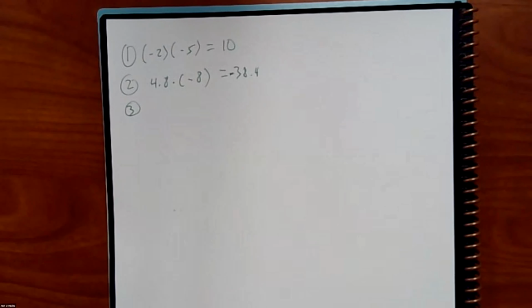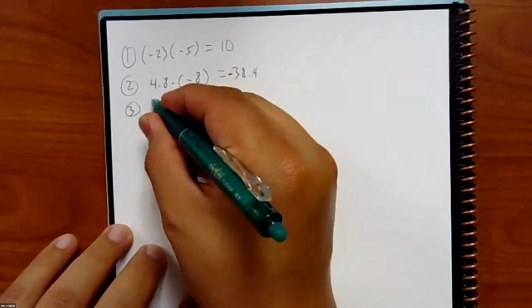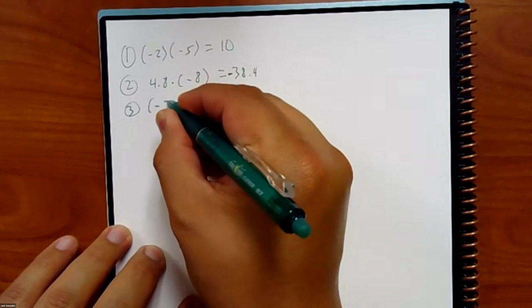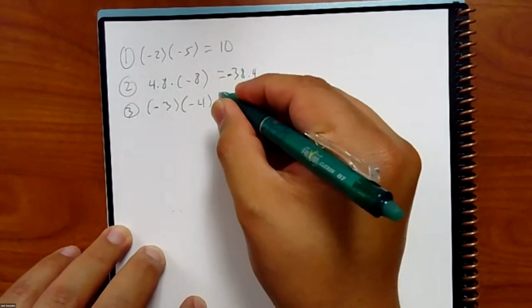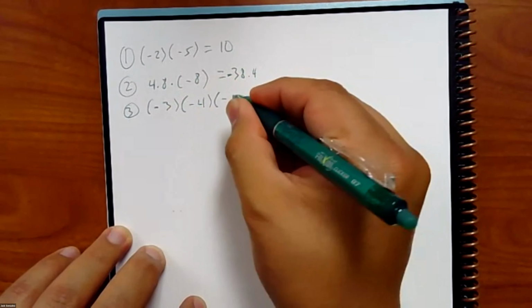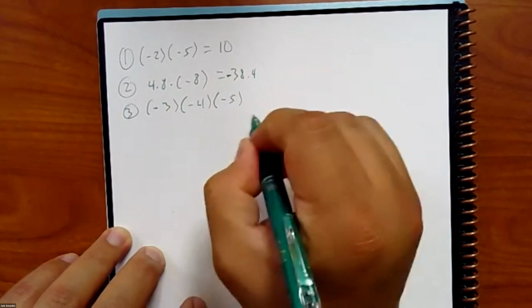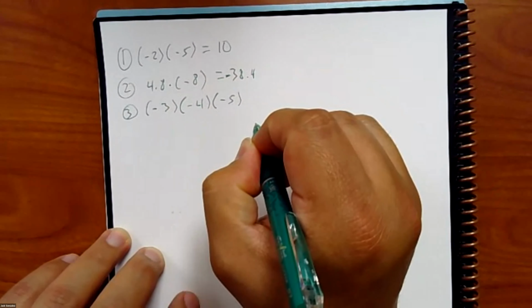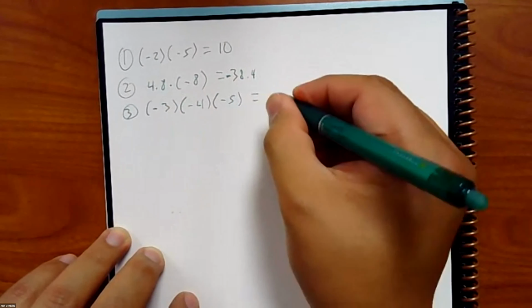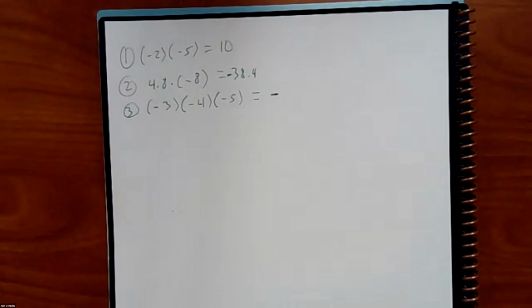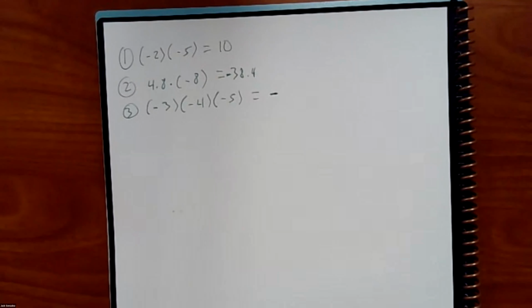Number three, is it negative or positive? Positive. Yeah, positive. Negative. If they have an odd number of negative signs, just negative. Though they're odd, the answer will be negative. Oh, negative. Yeah.